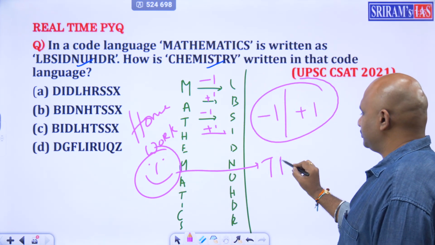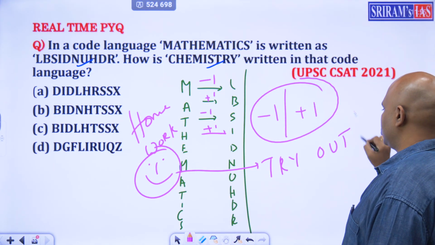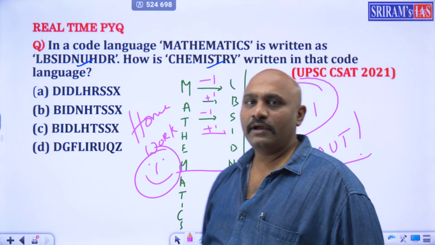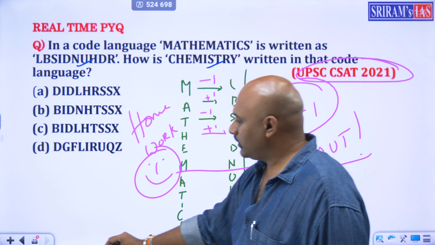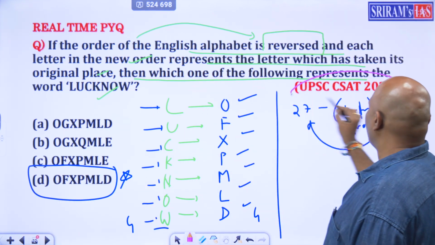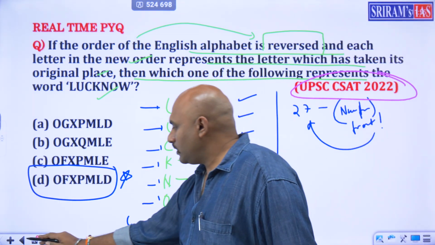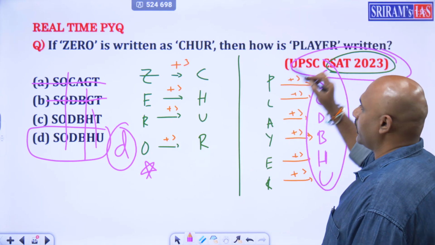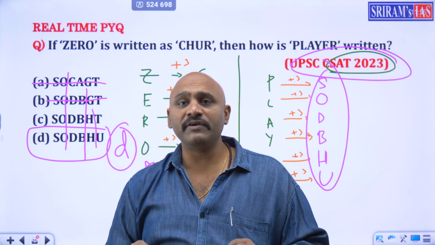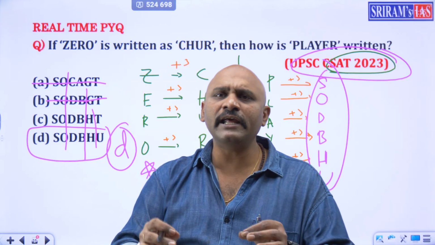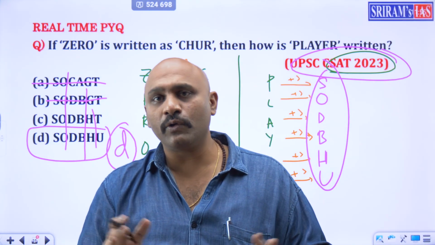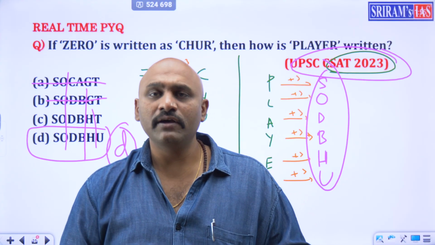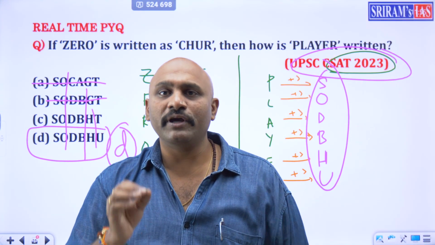Try out and solve the problem. And this is also a real-time PYQ question, asked in 2021. This question is also a PYQ question asked in 22. And this is also a PYQ question asked in 23. So all these are real-time previous year questions. So definitely every year, one coding decoding question or two, sometimes 3-4 coding decoding questions are given. So please concentrate on this topic, very, very important.